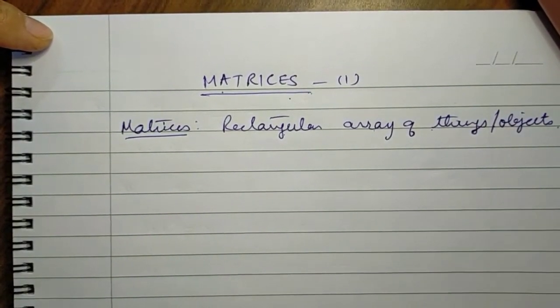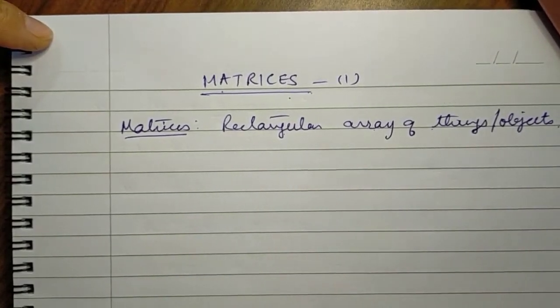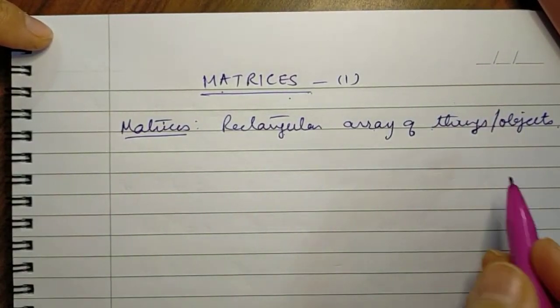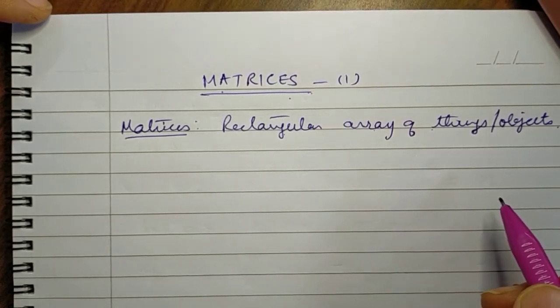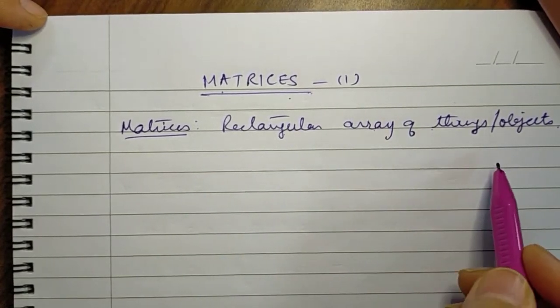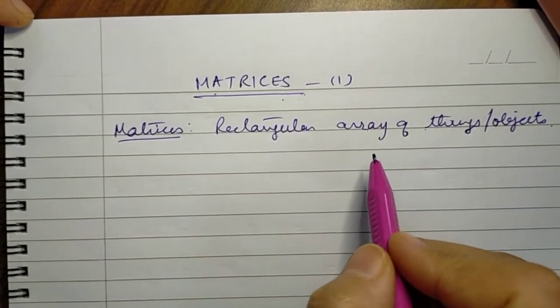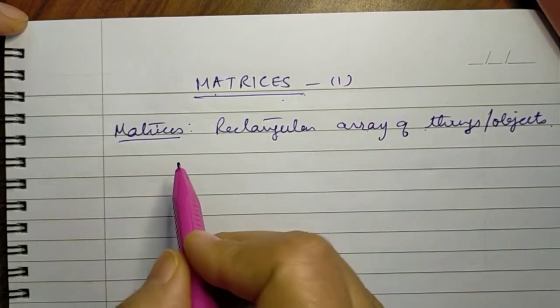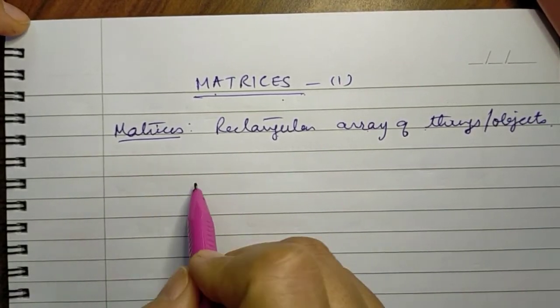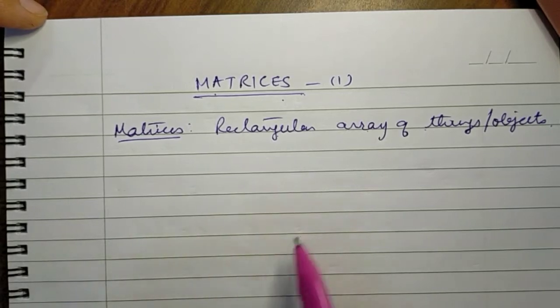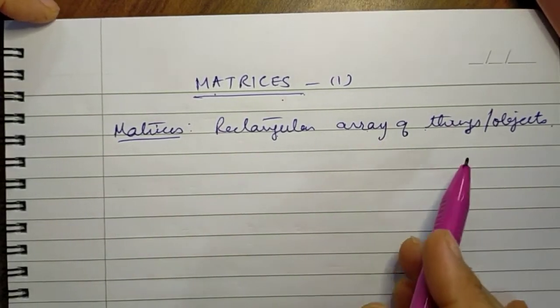Okay, it is something like a set where we put together well-defined objects and separate them by commas and close them within curly brackets. That is the roster form of putting together things. Now here, in the case of matrices, we put them together in a well-defined manner but in a rectangular manner.